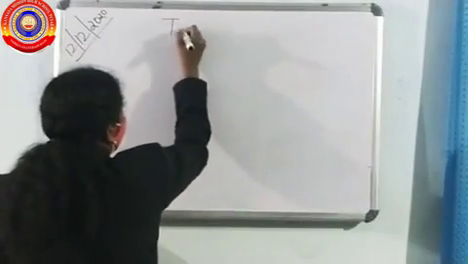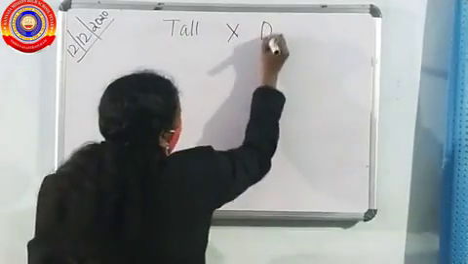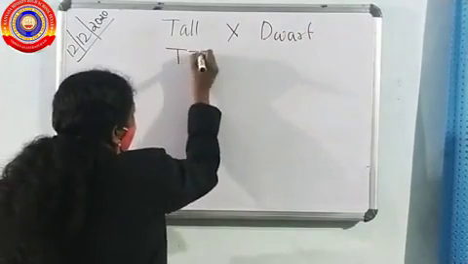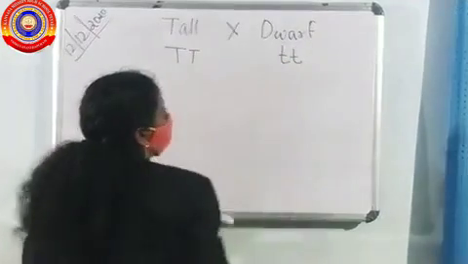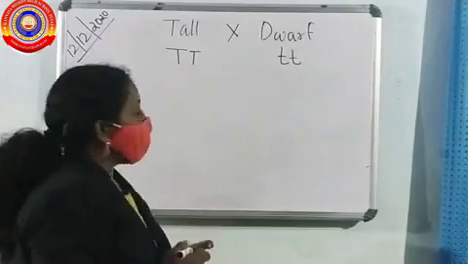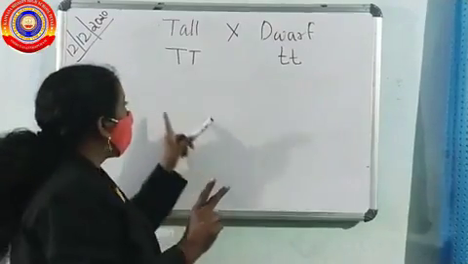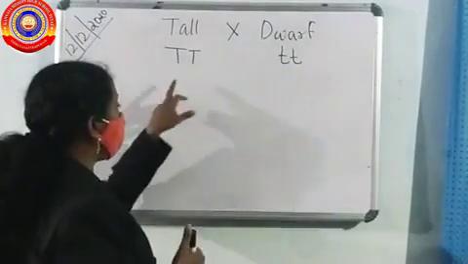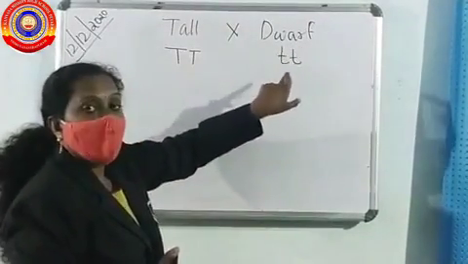Now, let's start the experiment with the character height, having the traits tall and dwarf. The allele for tall is capital T, and for dwarf is small t, small t. Here, Mendel says that each character has 2 factors. For the tall, the allele is capital T. For dwarf, the allele is small t, small t.